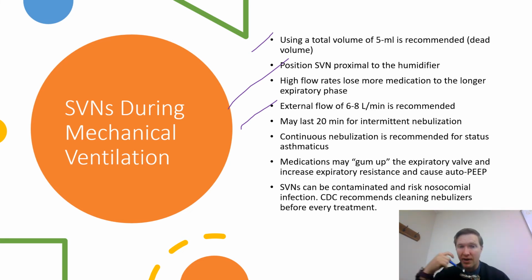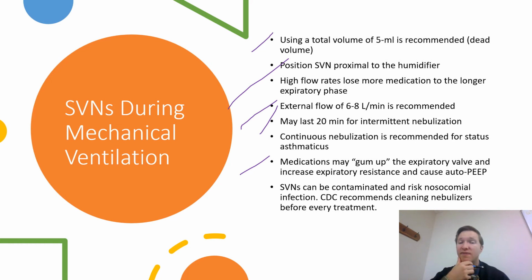The external flow rate of the nebulizer should be anywhere between 6 to 8 liters a minute is what's recommended. That's why I always said 7, right? That's what I used because, nice number there, I guess. These nebs may last 20 minutes if they're intermittent, right? We talked about intermittent previously, where the ventilator just does it on an inspiration. Can that take a long time? Yes. But is the patient getting more of the medication? In theory, absolutely, right?